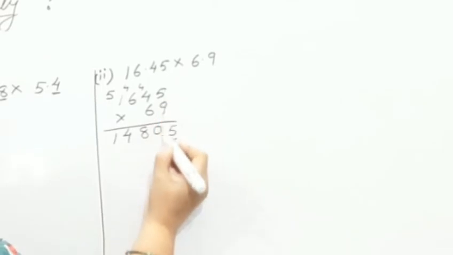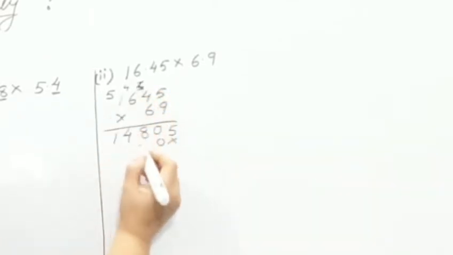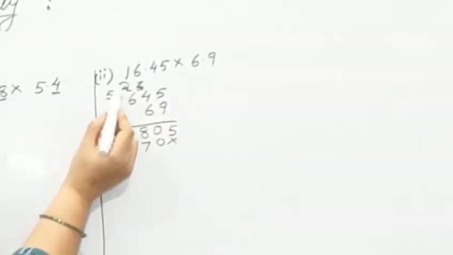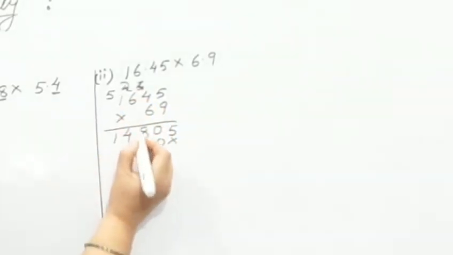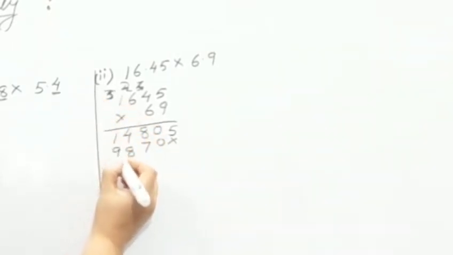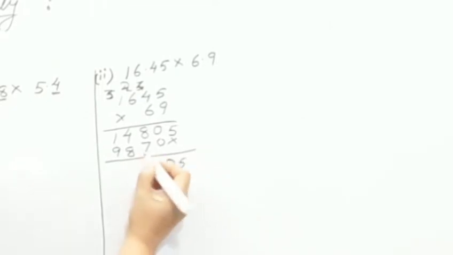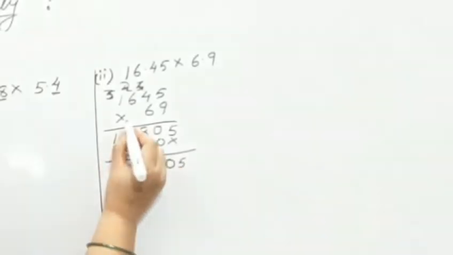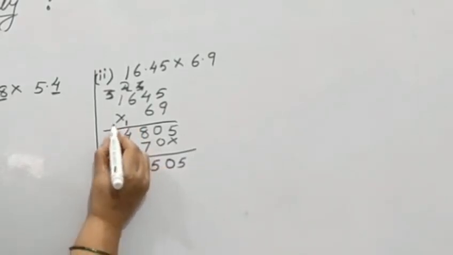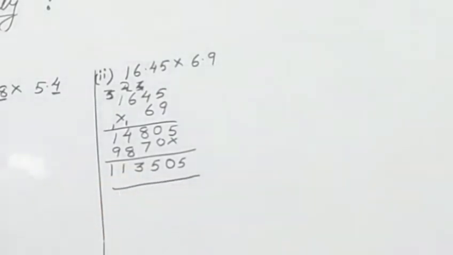Multiply by 6. 6 5s are 30, 0 down, 3 carry over. 6 4s are 24 plus 3, 27, 7 down, 2 carry over. 6 6s are 36 plus 2, 38, 8 down, 3 carry over. 6 1s are 6 plus 3, 9. Now add all. 5, 0, 8 plus 7 is 15, 5 down, 1 carry over, 8 plus 5 is 13, 3 down, 1 carry over, 9, 10, 11. This is the product of the two numbers.